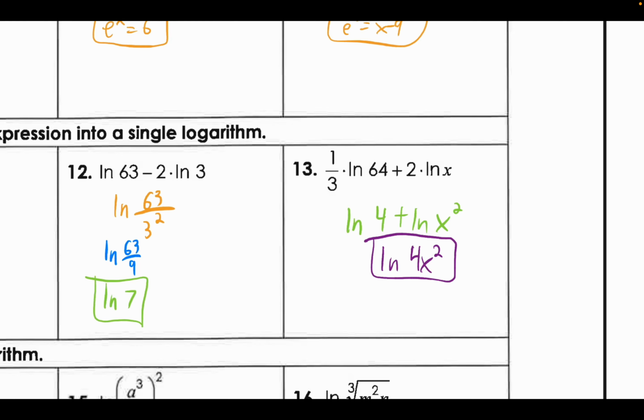If you type that in your calculator, 4 times x squared, your calculator will give you a number, but it's not actually that number. Your calculator just gives you a random value for x. So I would recommend against that.